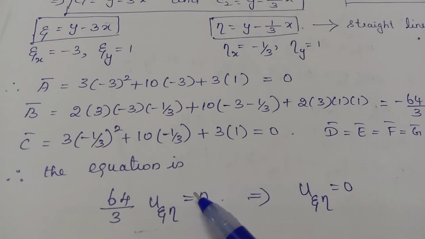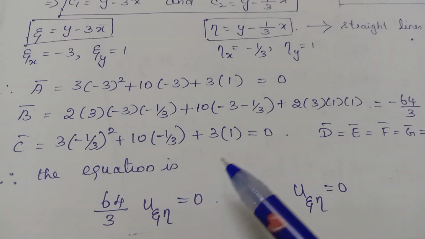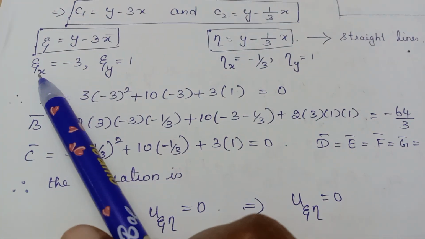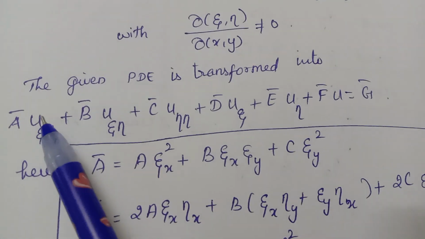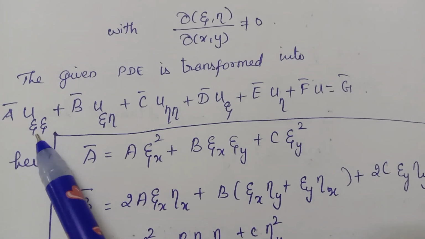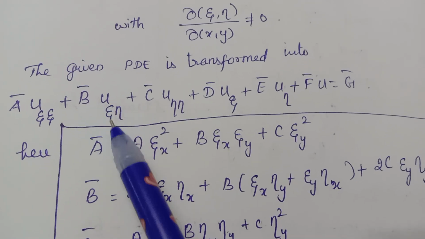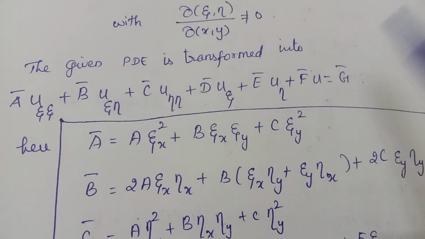So how will you write the equation? A bar into, what will you write? A bar into psi xx, like that. In the previous page I have written, no, right? So what is the equation? We have to write A bar into u psi psi plus B bar into u psi eta. In that way you have to write.